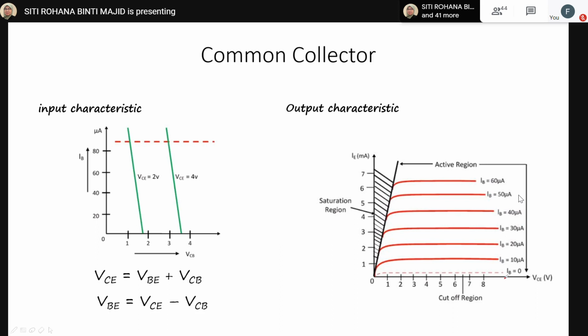And then below IB equals 0, there is a small region here which indicates the cut-off region. That means the BJT is not working at all. So that means we control the value of IB to control the output characteristic graph.